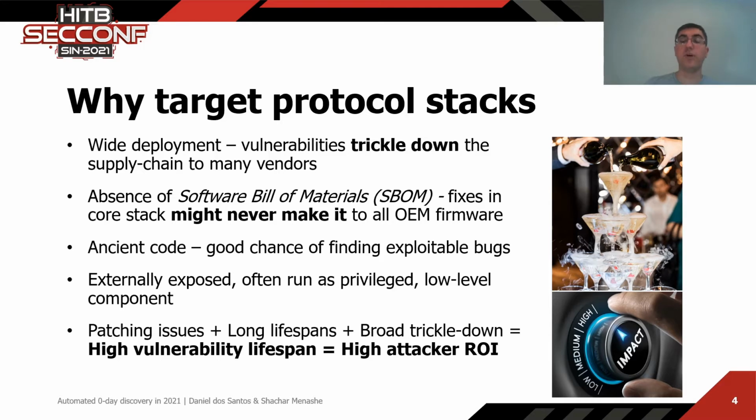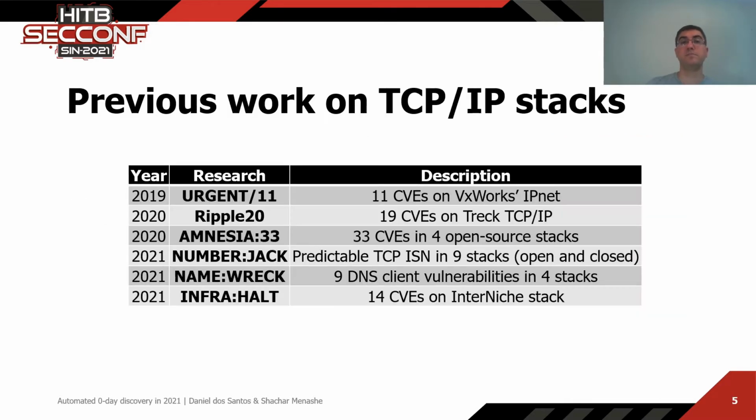If you look at previous work on TCP/IP stacks, in the previous 3 years, more or less, from 2019 to 2021, there has been a lot of work done on TCP/IP stacks, right? It started with Urgent 11, which was a set of 11 CVEs on the IPNet, typically run on VxWorks. In 2020, there was Ripple20, which was a set of 19 CVEs affecting the Treck TCP/IP stack, and both of them had critical vulnerabilities allowing for RCEs.